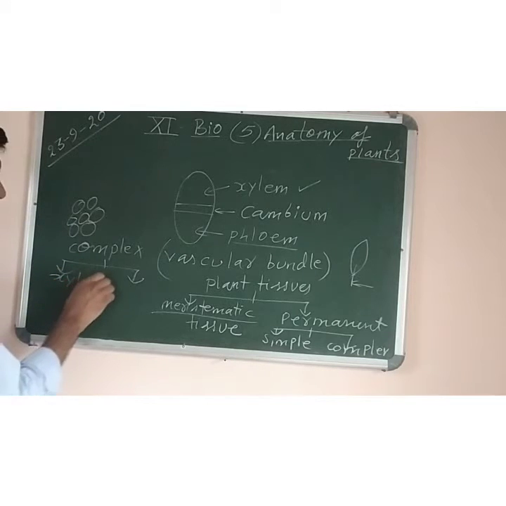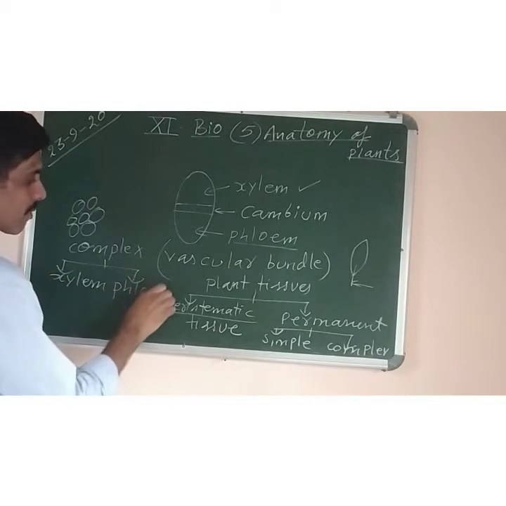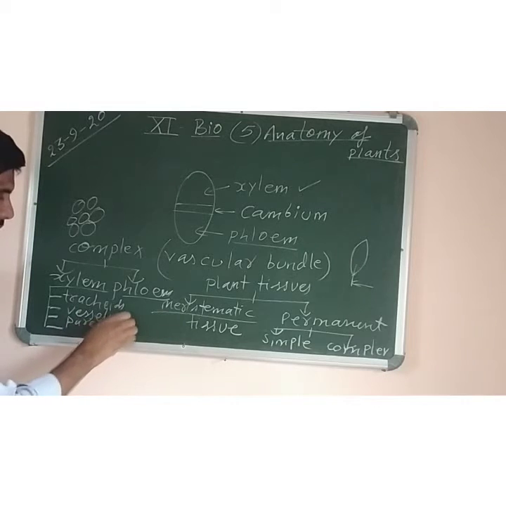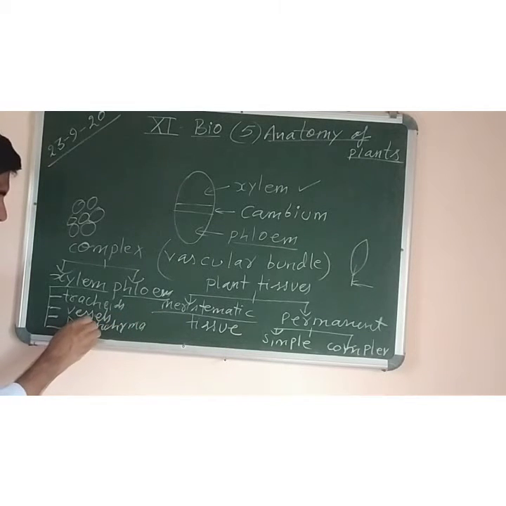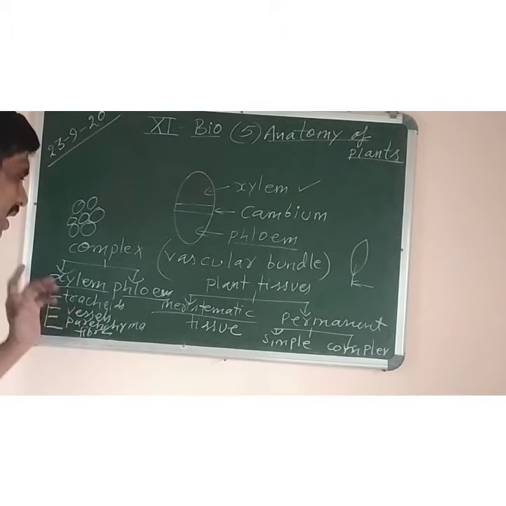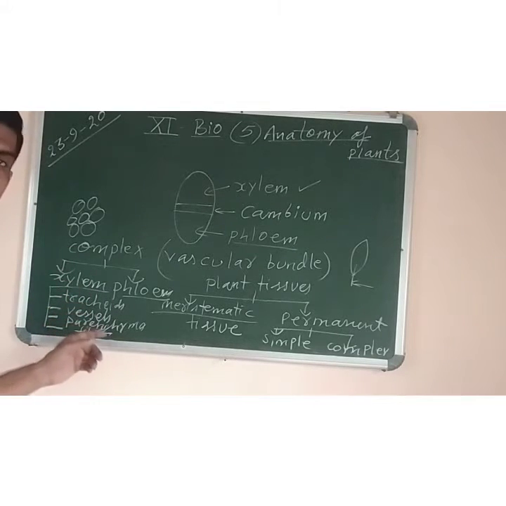Now this xylem is made up of four different types of elements. Phloem is also made up of four different types of elements. And all the four elements of xylem are xylem tracheids, xylem vessels, xylem parenchyma and xylem fibers. So these are the four different cells which make a xylem tissue. Xylem tracheids, vessels, parenchyma and fibers. And each of them carries out different types of functions. They have different shape and size.